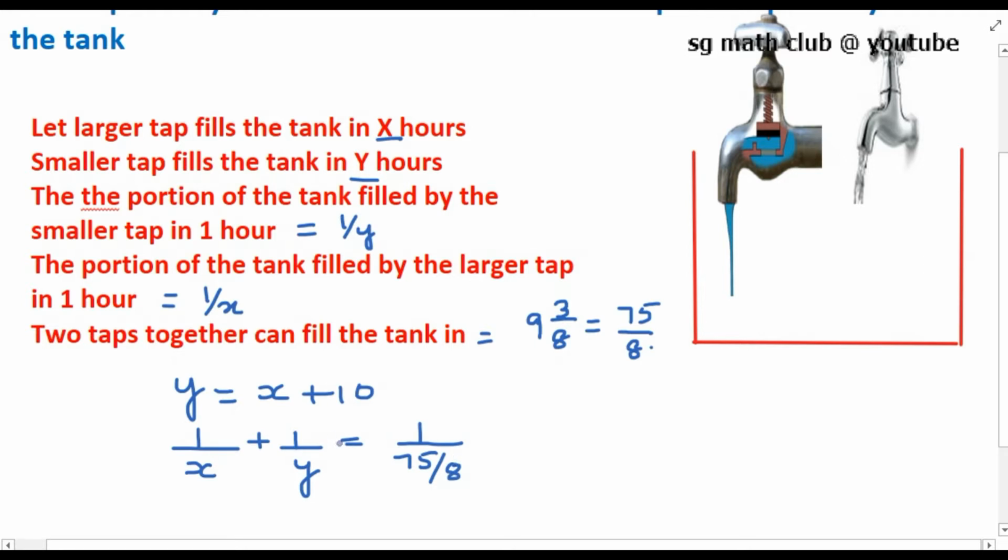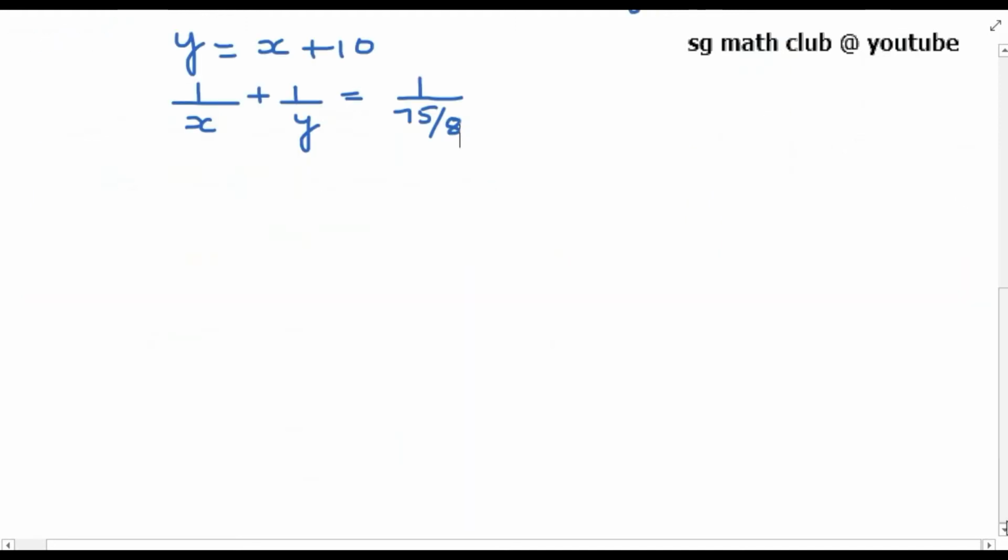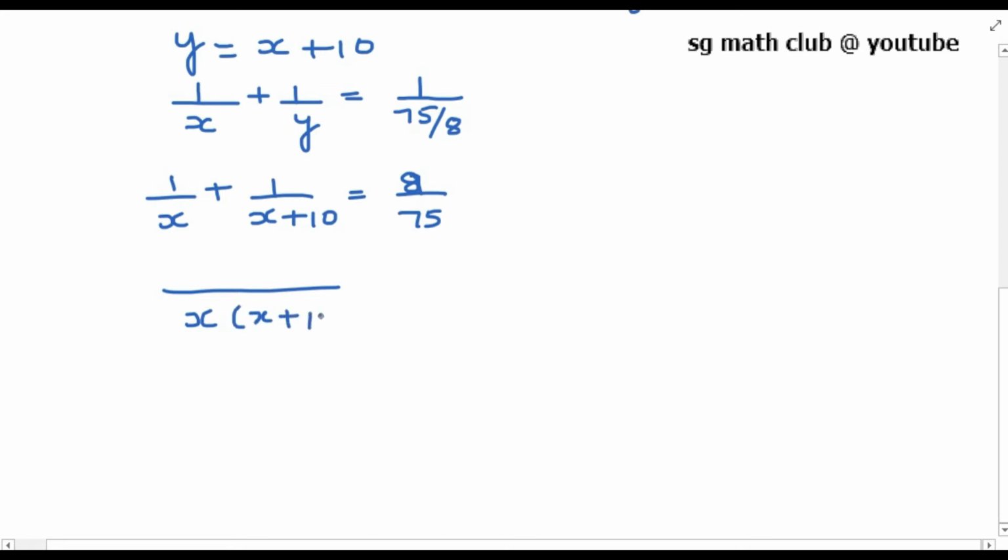75/8. That is, the portion of the tank filled in 1 hour is 1 by X by the larger tap and 1 by Y by the smaller tap, and you can frame this equation 1 by X plus 1 by Y equal to 1 by 75/8. Now in the place of Y, we are going to substitute X plus 10. So when you substitute, we have 1 by X plus 1 by X plus 10 equal to 8 by 75. Now we can take the LCM, X into X plus 10.